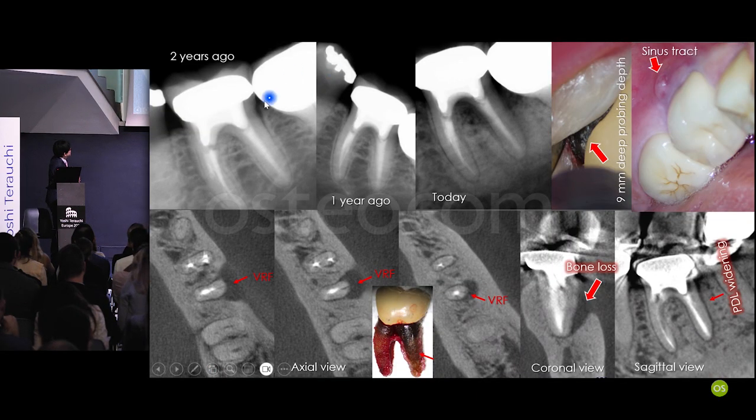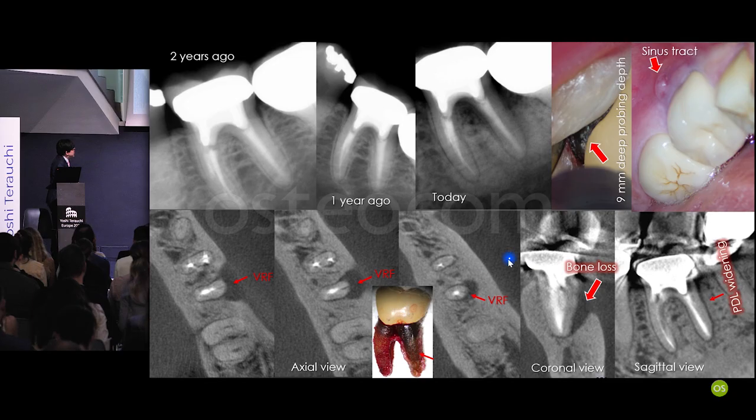Another case, but there's no J-shaped lesion. Almost no J-shaped lesion, but you see the PDL widening on the 2D radiograph. But if you take CBCT, you see the vertical crack on every axial slice. Here, you see the crack here, another crack here. So every axial slice, you see the crack. And you see the sinus tract, you see the palpation, swelling, and the tooth was sensitive to percussion.